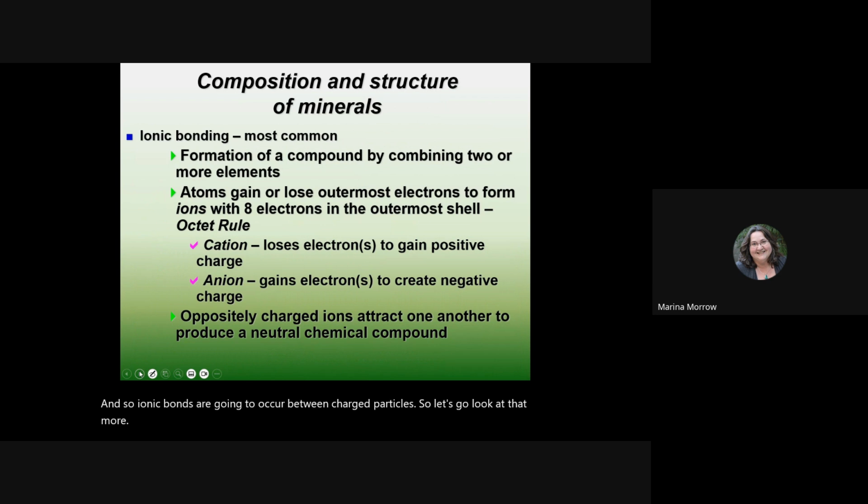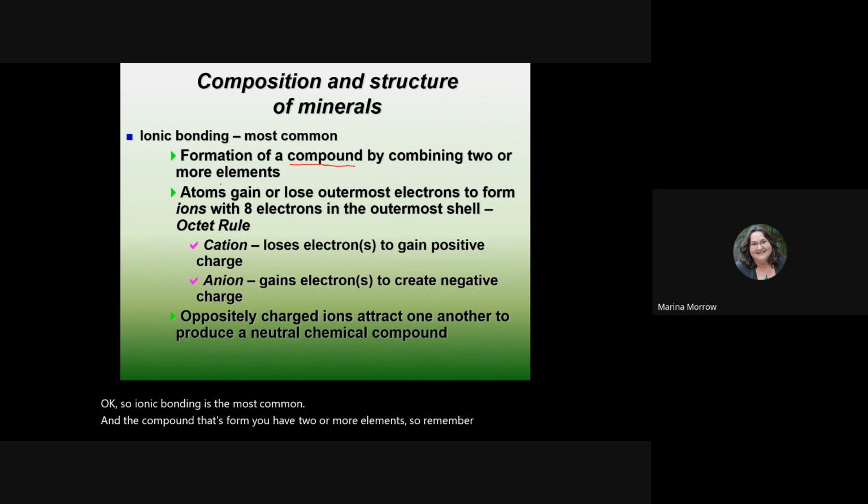Okay, so ionic bonding is the most common. And in the compound that's formed, you have 2 or more elements. So remember, a compound is made up of two or more elements. Not just atoms, but different elements. So water, for instance, would be a compound. So atoms gain or lose their electrons to form ions. And there's what's called the octet rule, which is where the atom wants to try to have 8 electrons in the outermost shell.